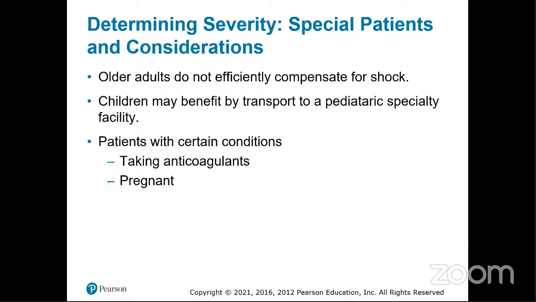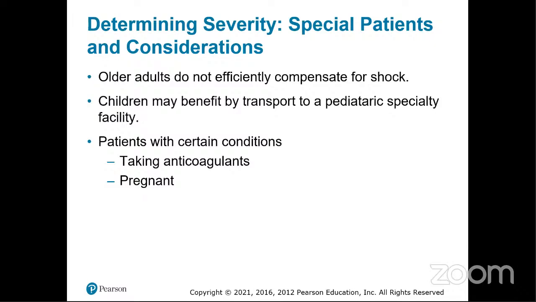And some other things too, older adults do not compensate effectively, we hit on that, right? Older and young, the extremes in age don't compensate for shock very well. Children may benefit from transport to a pediatric specialty facility. We're lucky enough to have one in the state. Most of the time though, for us, they still got to go. We're not driving all the way to Primary Children's with an unstable child. So we'll go to a local facility, we can stabilize them and fly them out. Or once they're stable, we can take them by ground.